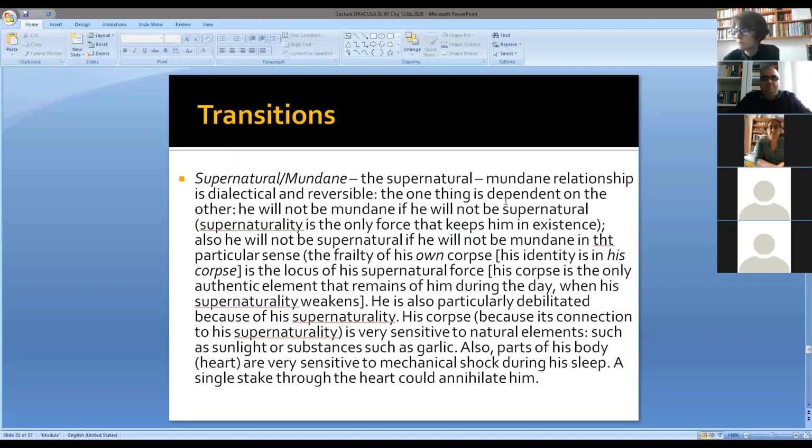He is also particularly debilitated because of his supernaturality. So his supernaturality is actually a curse. It's not a blessing, it's a curse. His corpse, because it is supernatural, is very sensitive to natural elements. The more supernatural he is, the less human and bodily he becomes. For example, he is very sensitive to sunlight or substances. Also, parts of his body, for example his heart, because the heart is, of course, the most human element in the human body. His heart is very sensitive to mechanical shock during his sleep. A single stake through his heart could destroy him.